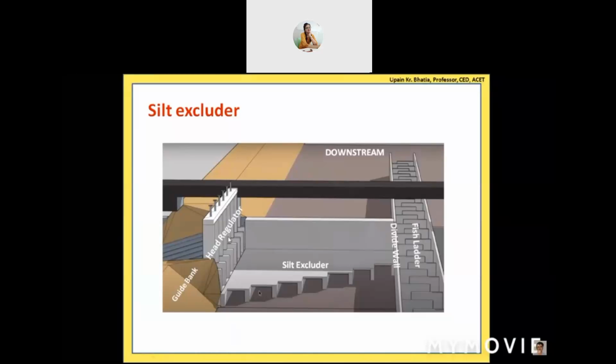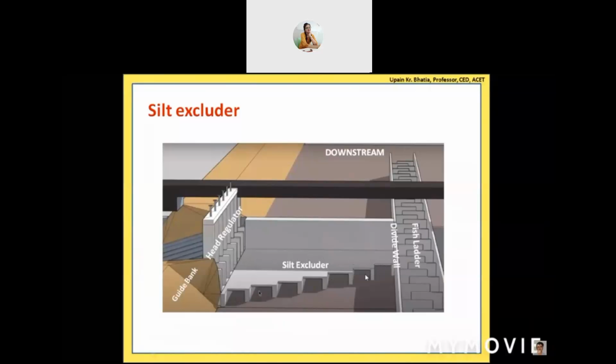And what you see on the left hand side again further is the head regulator. And on the left hand side of it, we have the canal. So water from this river will be diverted into the canal through this head regulator. But how to prevent the entry of silt into this canal? So we utilize the concept that the silt concentration is high in the bottom layers. So what we do is we provide a silt excluder, which is provided in the form of a series of tunnels of reducing length as we move away from the head regulator.